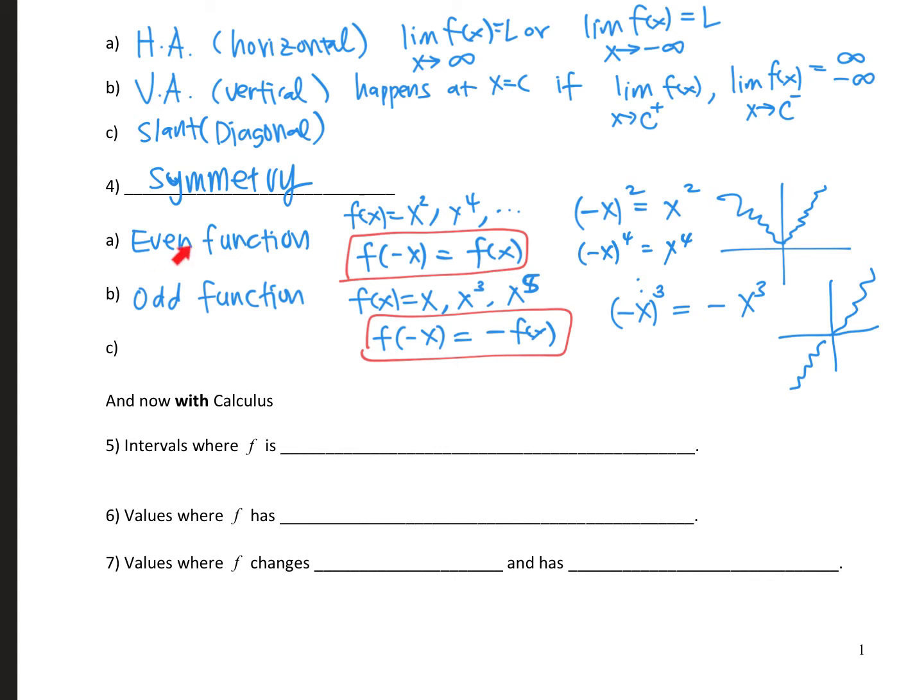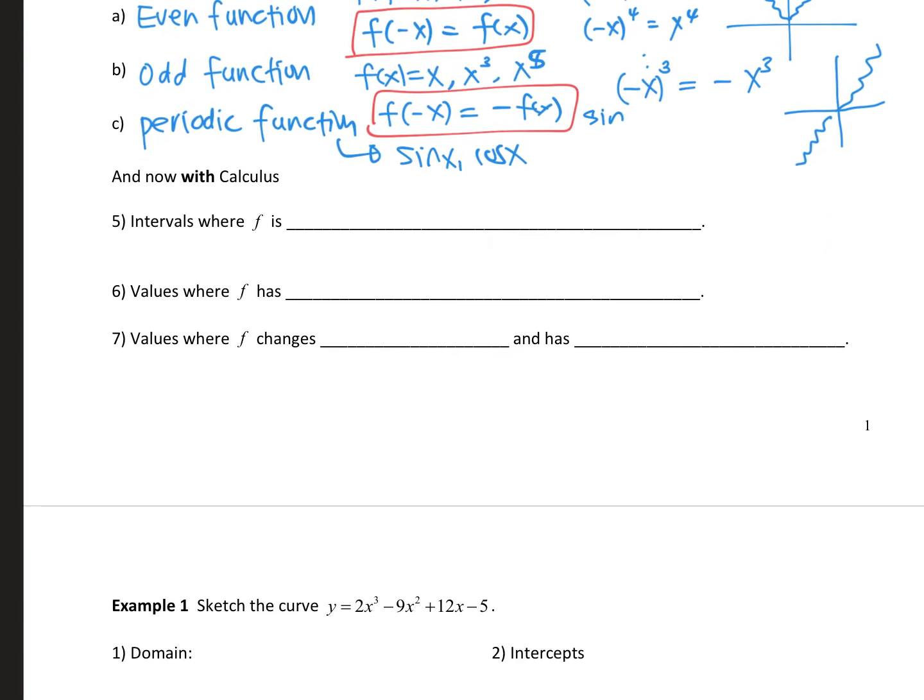So that's even functions and odd functions. And then we also have periodic functions, like sine and cosine. In terms of evenness and oddness, cosine x is an even function, and sine x is an odd function. Those are things we can do with no calculus at all, no derivatives and so on.